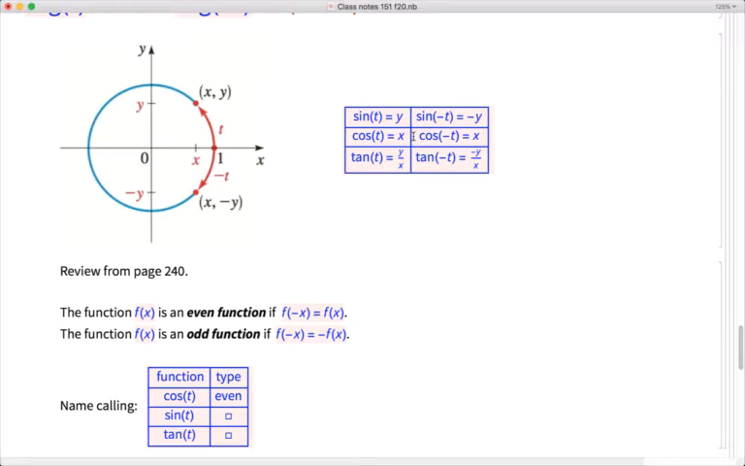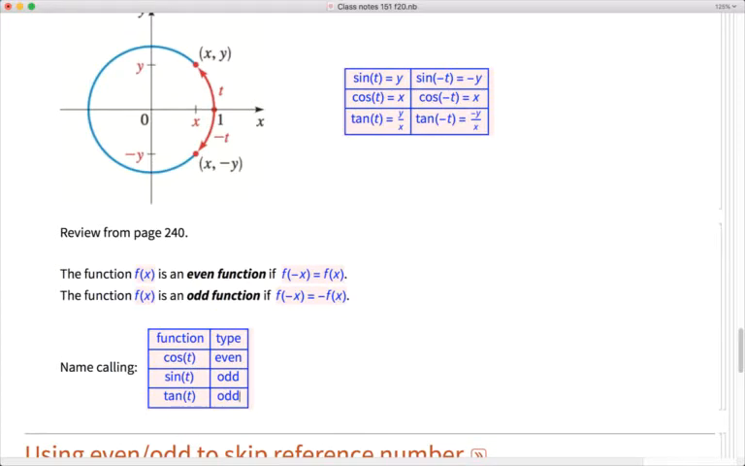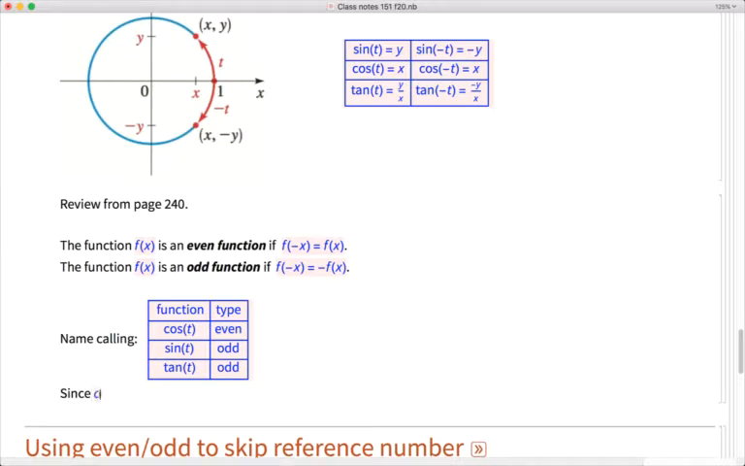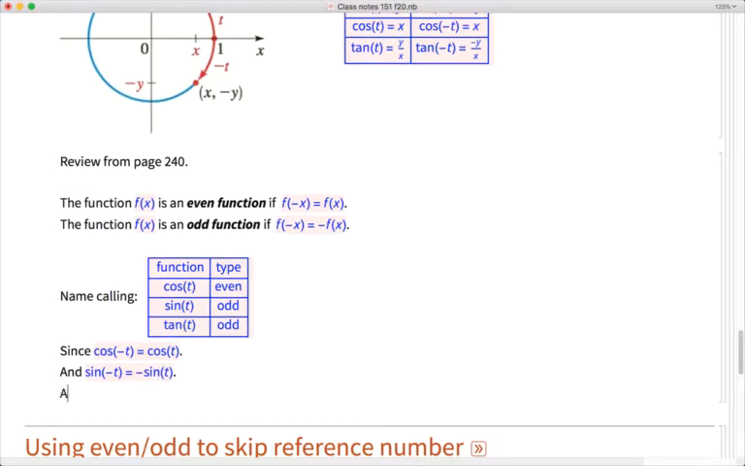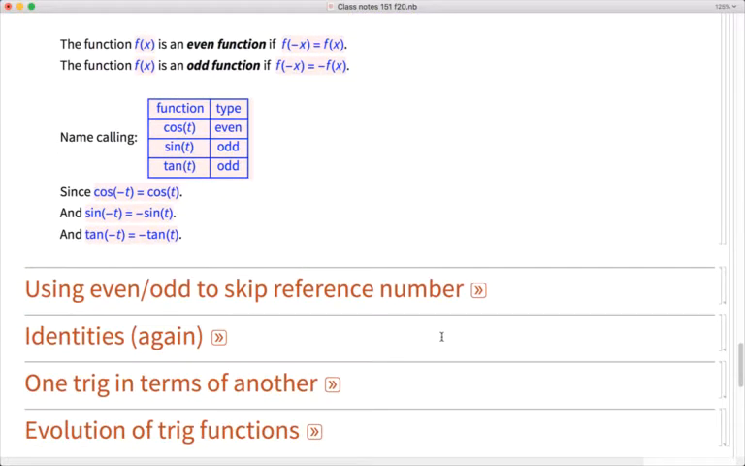Cosine of t is an even function. That's because cosine of t and cosine of minus t were exactly the same. Sine and tangent were odd functions. All right? Maybe I'll go ahead and put the formulas in. This is since cosine of minus t was exactly the same as cosine of t, and sine of minus t was the opposite of sine of t. I'll run on here. And we also saw that tangent of minus t was the opposite of tan t.